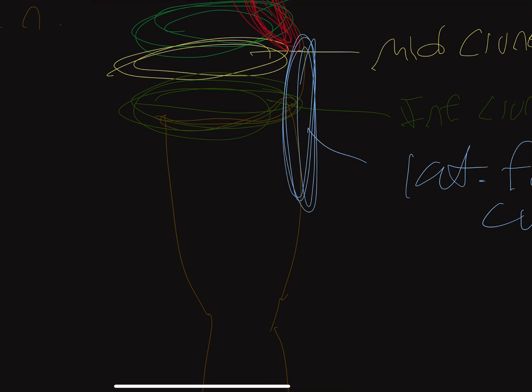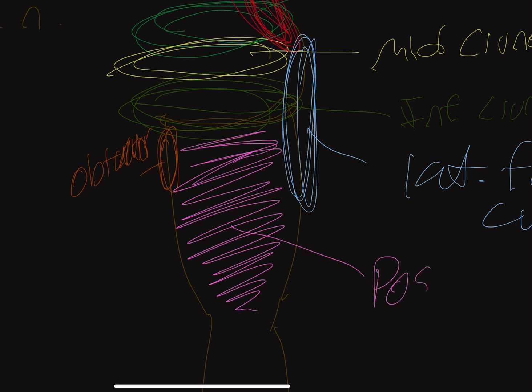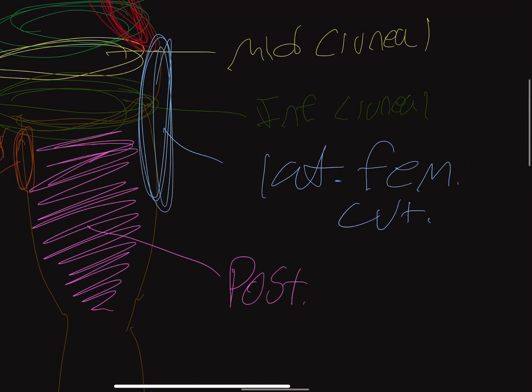Here we'll have a little piece that you can kind of see of the obturator, right? And then this posterior thigh, this area kinda, let's use a different color. We'll do pink. This part right here is your posterior femoral cutaneous.